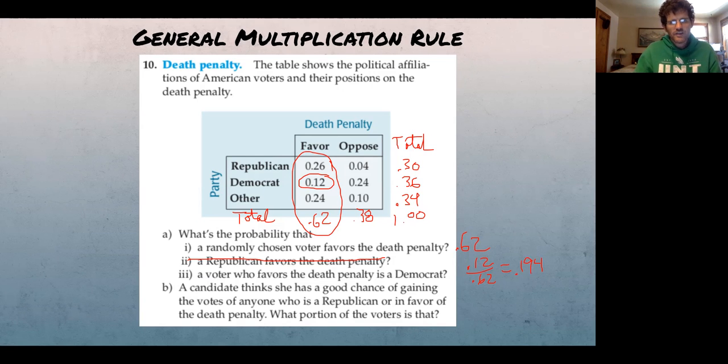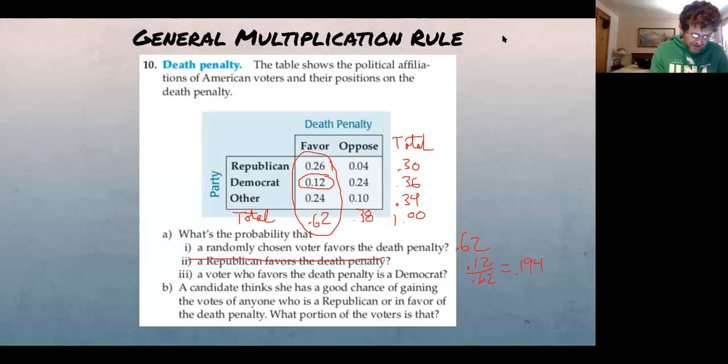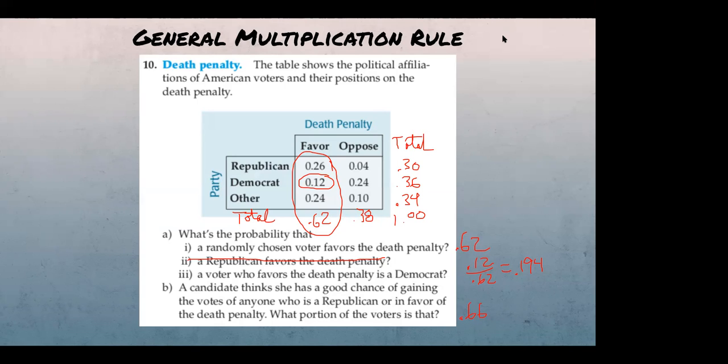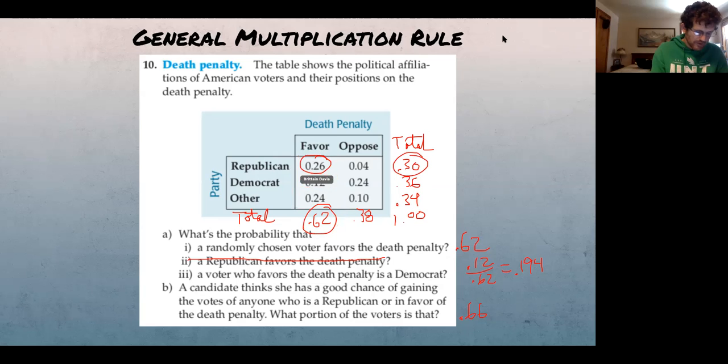So a candidate thinks she has a good chance of gaining the votes of anyone who is a Republican or in favor of the death penalty. What portion of the voters is that? So 0.66, and just to show how we got that, what did you do to calculate 0.66? I got the total of Republicans added to the total of the people who favor the death penalty and then subtracted both, which is 0.26. Okay. So there we go.